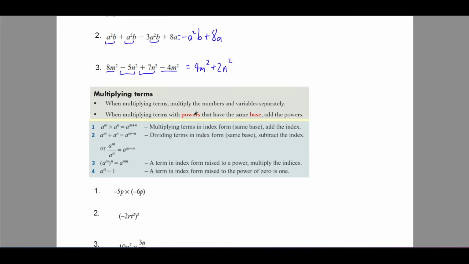Alright, so just remember this. Multiply the numbers and variables separately. Very important that you do this, okay? So let's just take a look at this example. Minus 5p times minus 6p. So multiply the numbers first. What's minus 5 times minus 6? 30, right? Next one, you multiply the variables. So what's p times p? Well, p times p is p squared, right? Remember, p is the same as p to the 1. P to the 1 times p to the 1 gives you p to the 2, right?